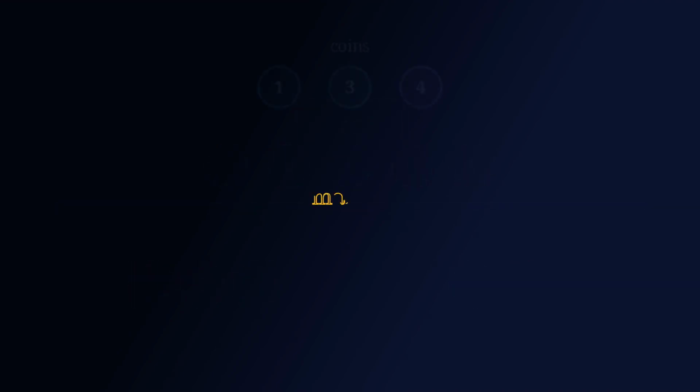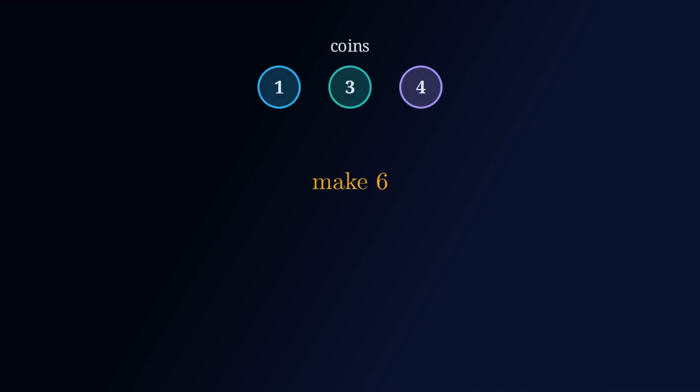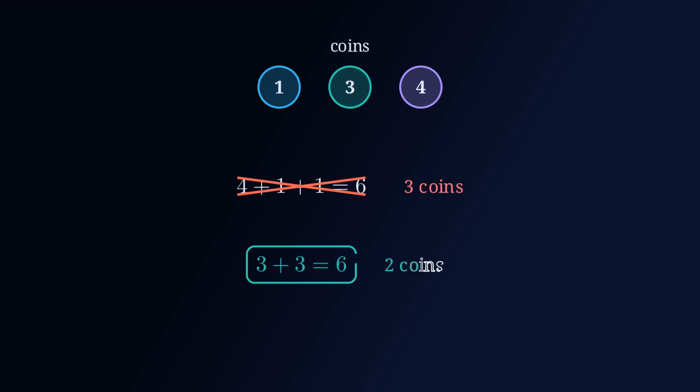Let's make it concrete. Our coins are worth 1, 3, and 4, and we want to make 6. Greedy grabs a 4, then needs 2 1s for 3 coins total, but 2 3s make 6 with just 2 coins, so Greedy loses. The lesson is that we cannot trust a single rule of thumb. We have to actually consider our options.